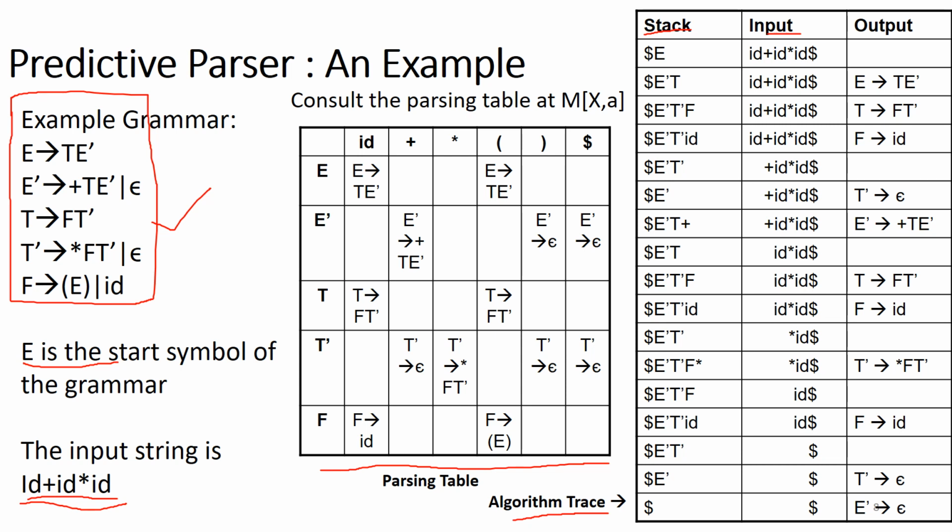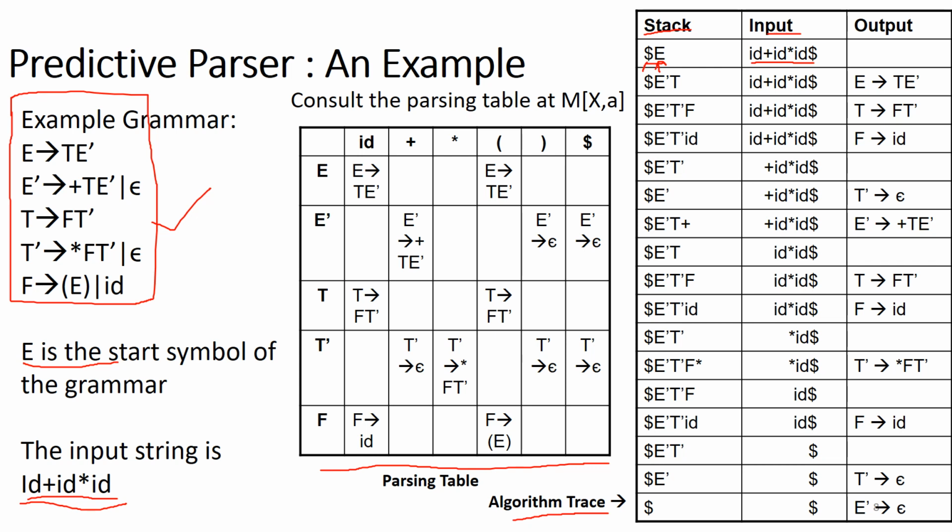The stack consists of dollar and E. The dollar is the bottommost stack symbol, and E, which is the start symbol of the grammar, is the topmost symbol to start with. The reason why we take E as the topmost start symbol is that predictive parsing is a top-down parsing procedure, and all top-down parsing procedures start with the start symbol of the grammar. The input buffer has the input string id plus id star id followed by dollar, which is the last symbol in the input buffer.